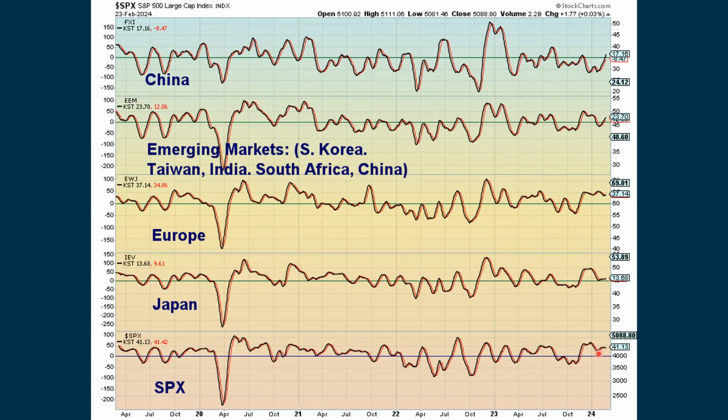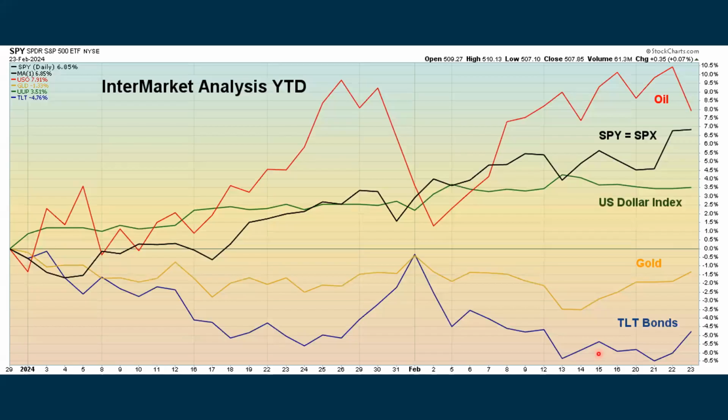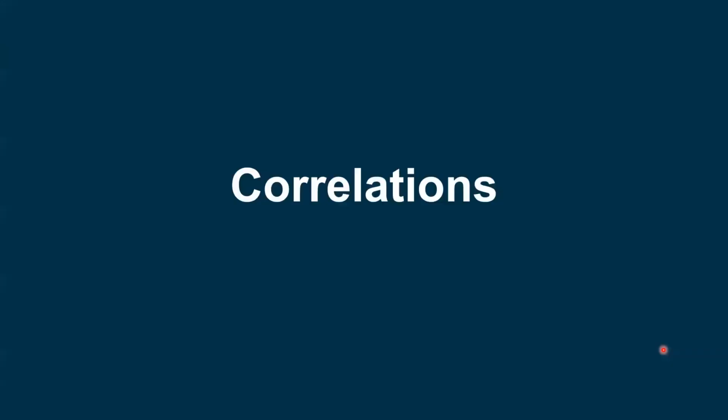This is the KST, which is a very long-term oscillator. And we look at an intermarket analysis chart where oil has been doing the best going back to the beginning of 2024, followed by stocks and the dollar, where gold and the price of bonds are negative.